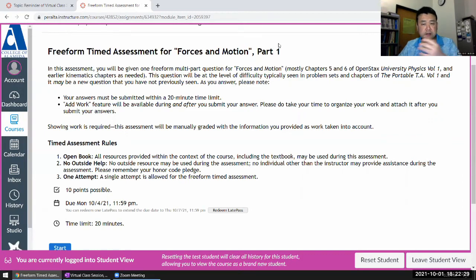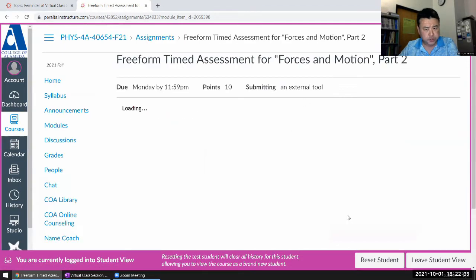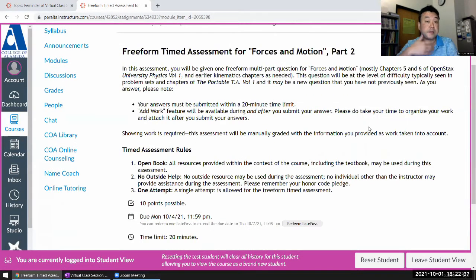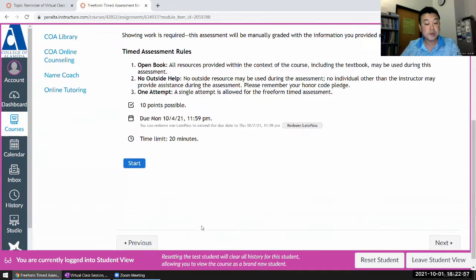You might still get centripetal force questions and whatnot. Part 2 is where you should have multi-block questions. Now, with these multi-part questions, some part of the question might not require you to use a multi-block strategy, but overall, you have to be prepared to do the Newton's third law check and go through all those steps that I recommend that you do.